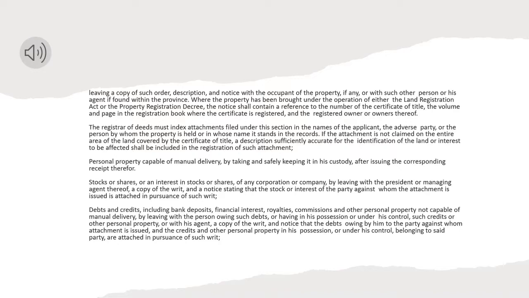D. Debts and credits, including bank deposits, financial interest, royalties, commissions and other personal property not capable of manual delivery, by leaving with the person owing such debts, or having in his possession or under his control, such credits or other personal property, or with his agent, a copy of the writ, and notice that the debts owing by him to the party against whom attachment is issued, and the credits and other personal property in his possession, or under his control, belonging to said party, are attached in pursuance of such writ.